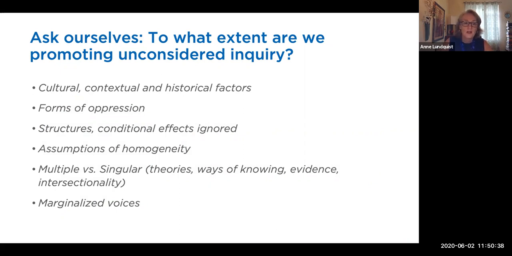These assumptions of homogeneity. As Gavin was talking about disaggregation of data, this is a very weedy subject because there's much literature around multiple versus singular theories. So ways of knowing, evidence, and intersectionality. And so, when we classify a student or they even self-identify, we know that that is still a reduction to a data point as opposed to the reflection of a whole human being. And then how and where are we raising up marginalized voices or silencing them?